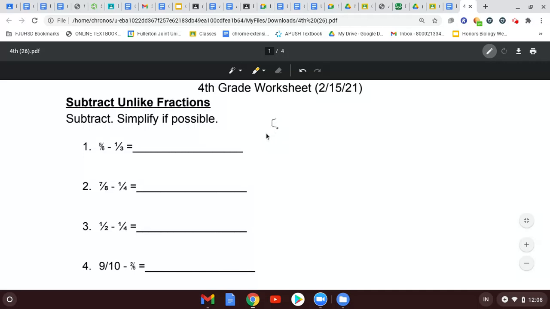So 5/6 minus 1/3. However, 1/3 can be made into 2/6. You can do this by multiplying 2 on both sides, both on the top and the bottom. And then 5 minus 2 is 3, and on the bottom is 6. Remember that you can only add and subtract fractions if their denominators, or the numbers on the bottom, are the same. That's why we have to multiply 1/3 by 2. Now 3/6 can be simplified to 1/2 because you can divide both the top and the bottom number by 3.